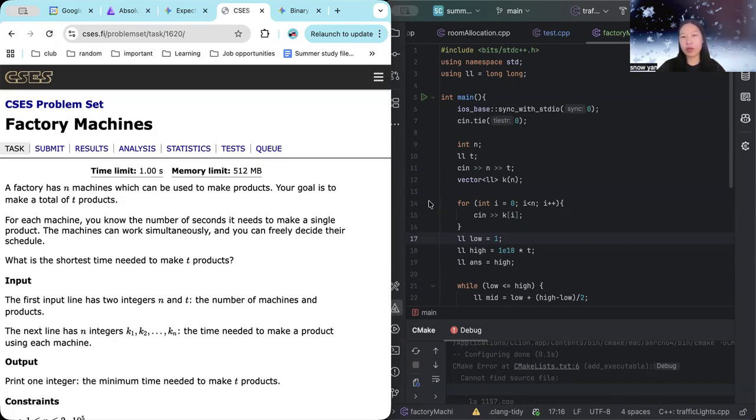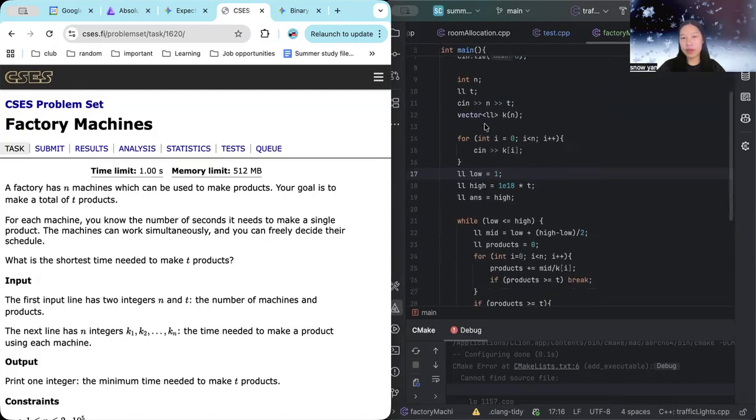Okay, so let's look at the code. So the starting points are pretty similar, include bits/stdc++.h, pretty standard, using namespace std. We're going to use long long just to make sure that we're not exceeding the limit. And then we make our input faster by ios_base::sync_with_stdio and cin.tie. And then we have our n, our t, we input those, we create our own vector. And then what we do is a for loop to get our inputs.